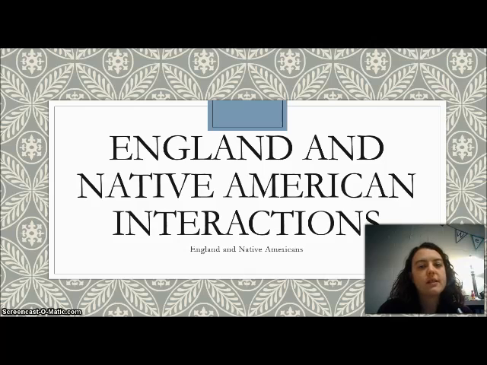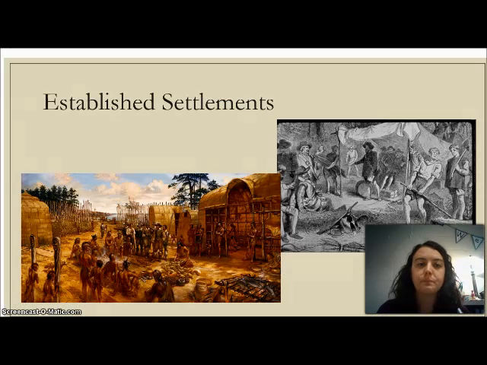Finally, we have England and the Native Americans and the way that they interacted with each other. Again, this is similar but a little bit different than the other two countries that we are looking at. We know that the English established settlements.